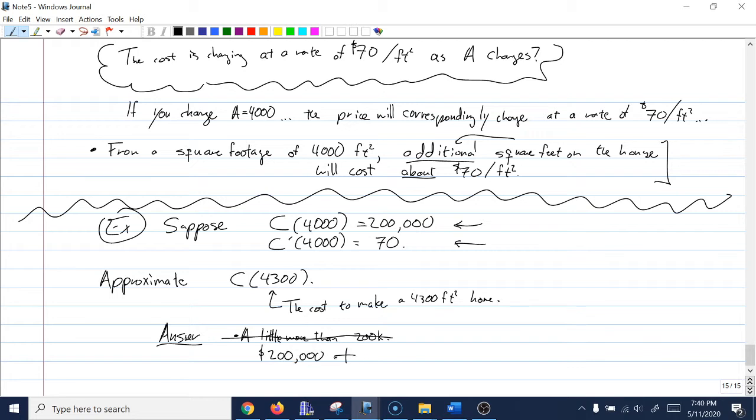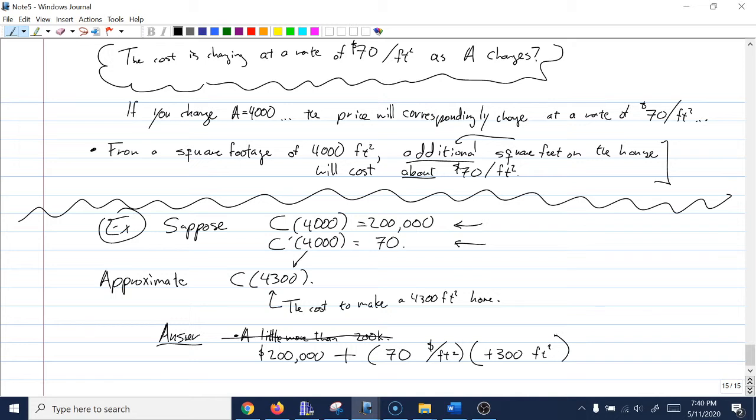I need to add on, well, how many extra square feet did you want? You wanted 70 extra square feet? Those cost you, wait, no, hang on. I screwed that up. It costs you $70 per square foot. How many extra square feet did you want? Well, going from 4,000 to 4,300, you wanted an extra 300 square feet.